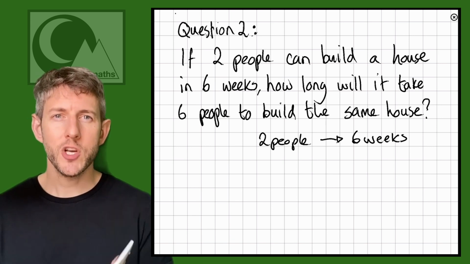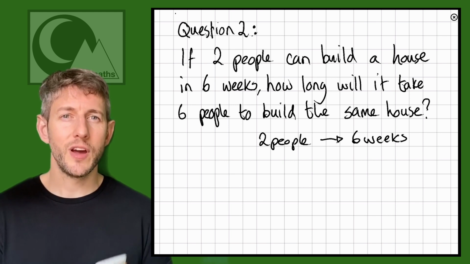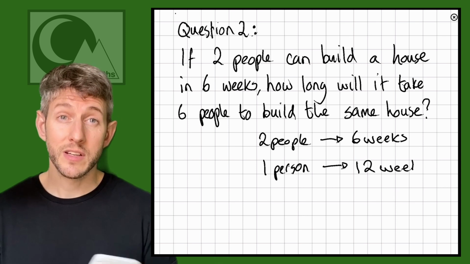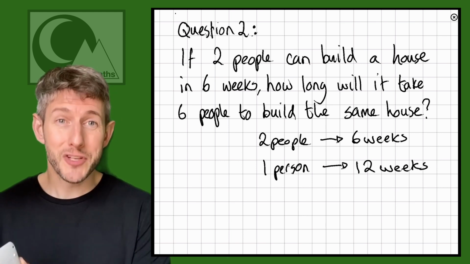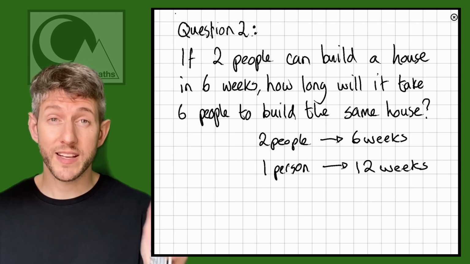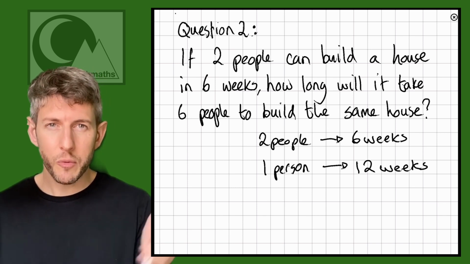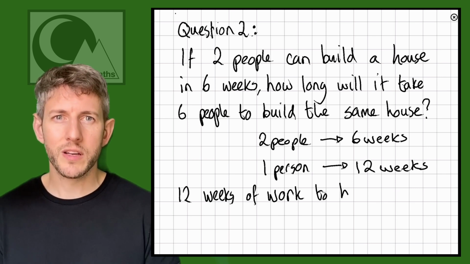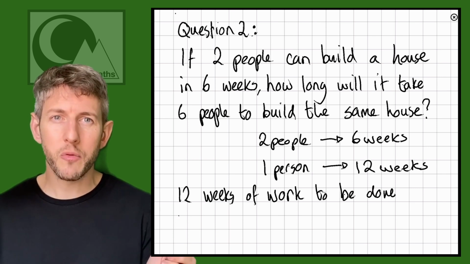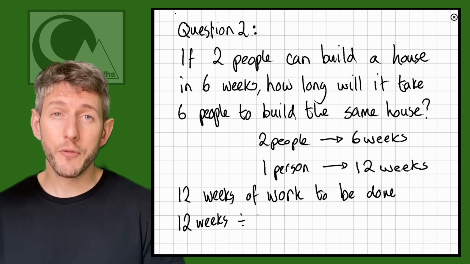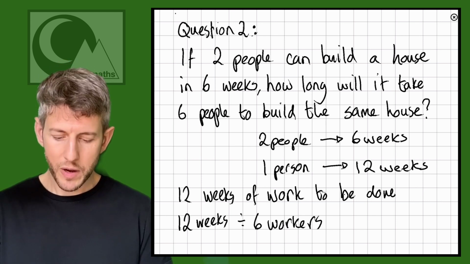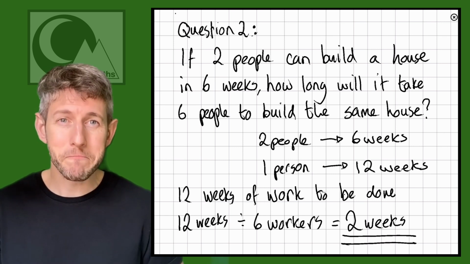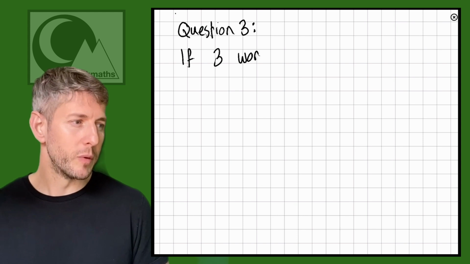Right. If 2 people take 6 weeks, that means that one person would take 12 weeks because 2 people would work twice as fast. So if 2 people take 6 weeks, one person would take 12 weeks. Okay, so there's 12 weeks of work to be done. Okay, now we know this time we've got 6 workers. So we can now divide the 12 weeks work by 6. So therefore that means if there were 6 workers, 12 divided by 6 is 2. If there were 6 workers, it would take them 2 weeks.